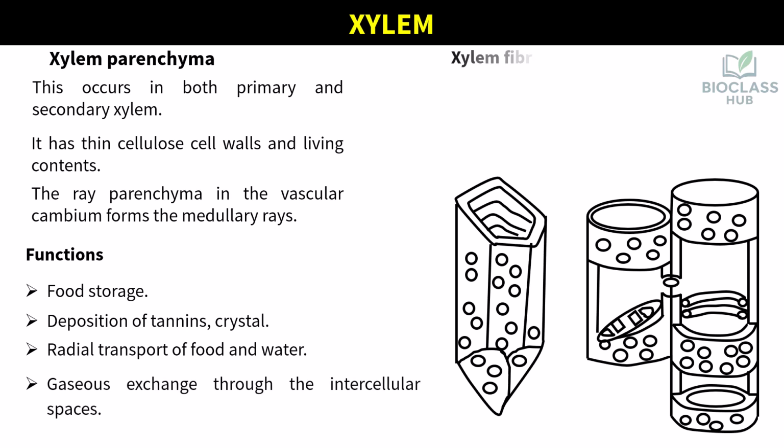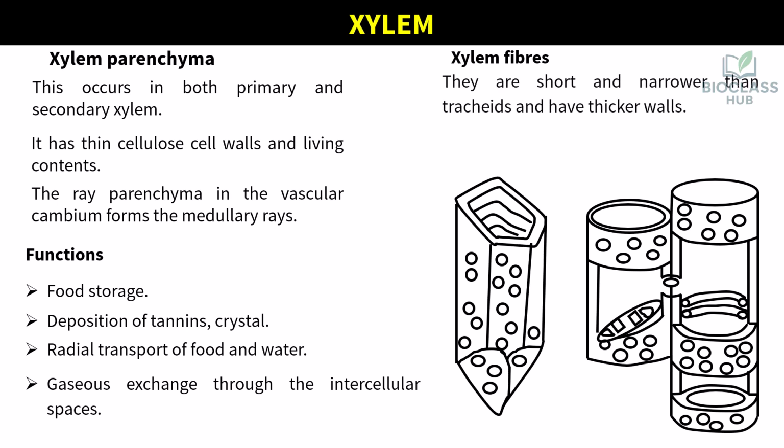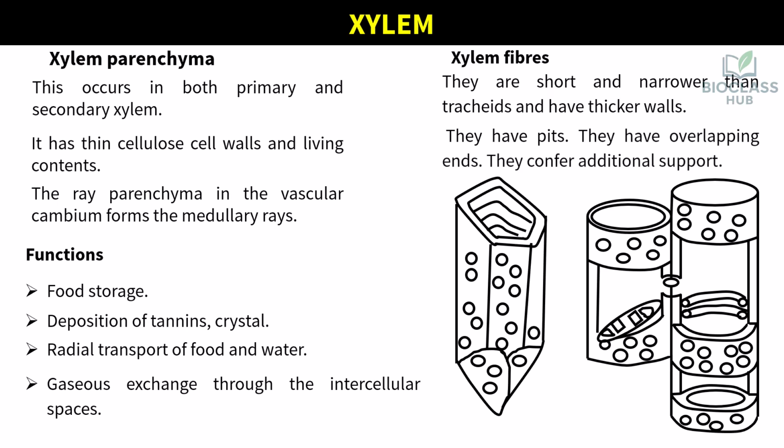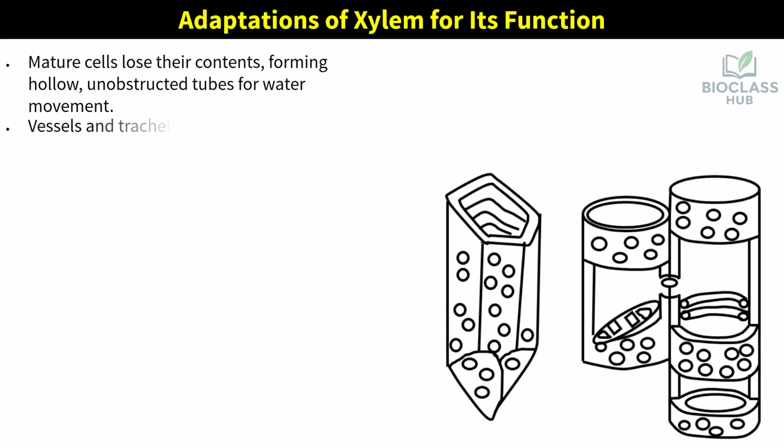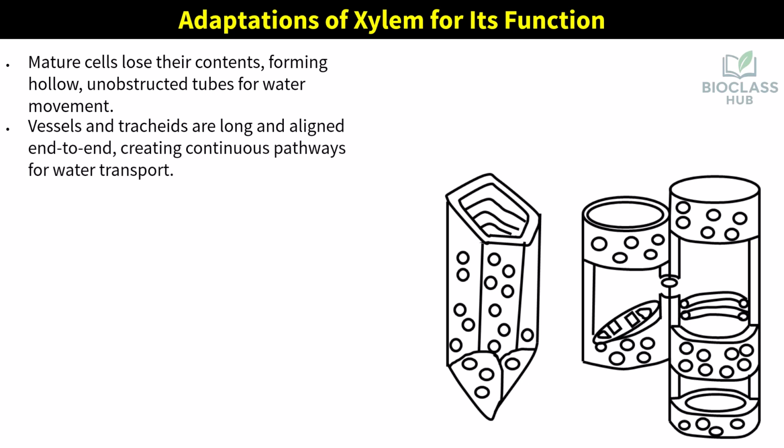Xylem fibers. They are short and narrower than tracheids and have thicker walls. They have pits. They have overlapping ends. They confer additional support. Adaptations of xylem for its function. Mature cells lose their contents, forming hollow, unobstructed tubes for water movement. Vessels and tracheids are long and aligned end to end, creating continuous pathways for water transport.